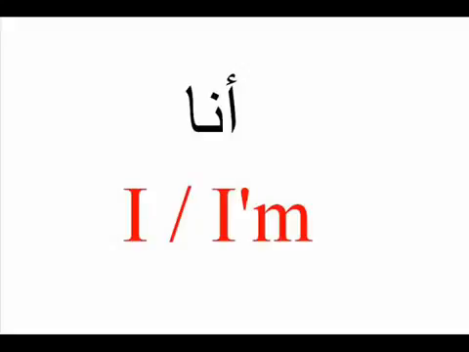Anna can be used to say I, the personal pronoun, or can be used to say I am. So in Arabic, we don't have the verb to be in the present simple. So when you say Anna, you can say I or I am. For example, if you want to say I'm David, in Arabic it will be Anna Dawood.